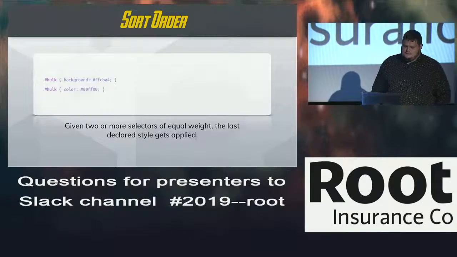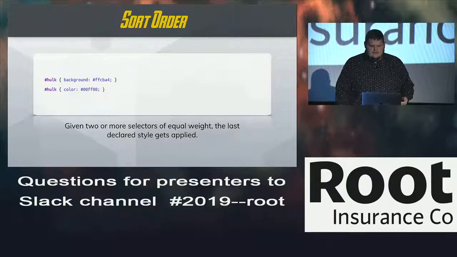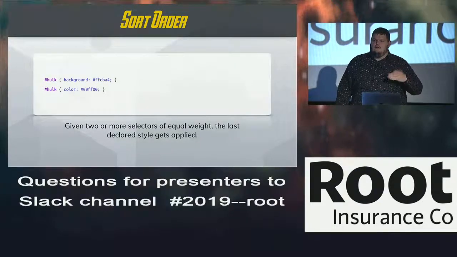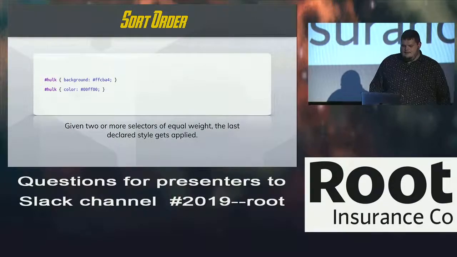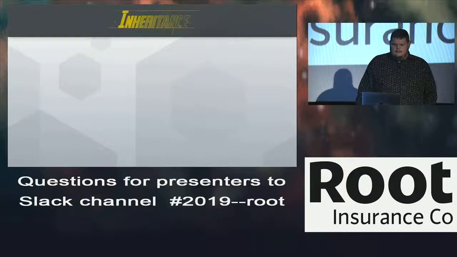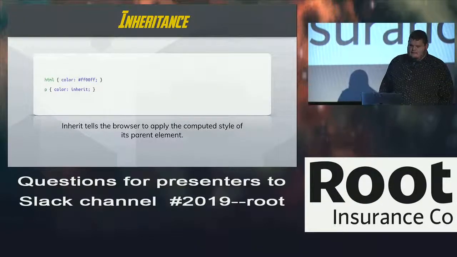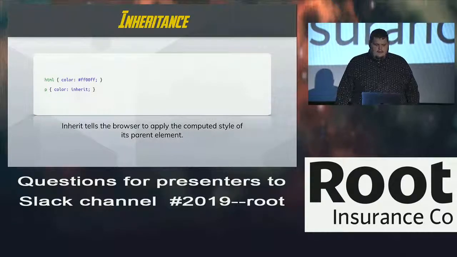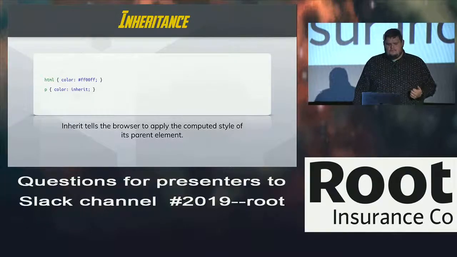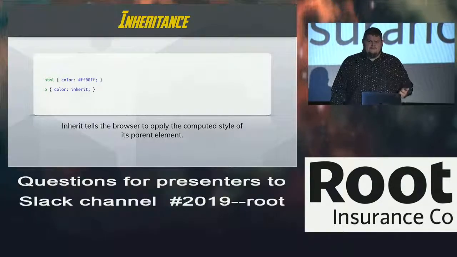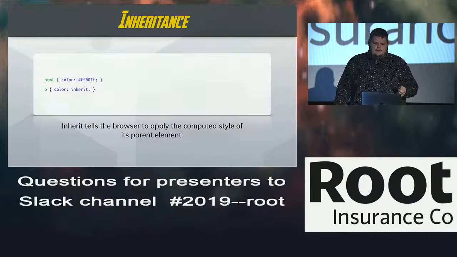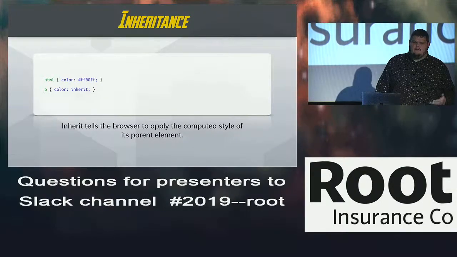All right, so next, it'll apply based on sort order. So everything being the same, if the specificities are equal, the thing that's defined lower will override the thing that's defined higher. And then finally, we have to account for inheritance. Inherit tells the browser to apply the computed style of its parent element. In this example, I explicitly set the paragraph's color to inherit, but there are many attributes that default to inherit, and color is one of them.